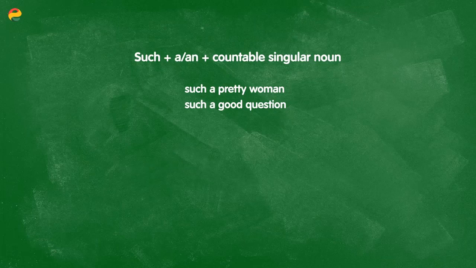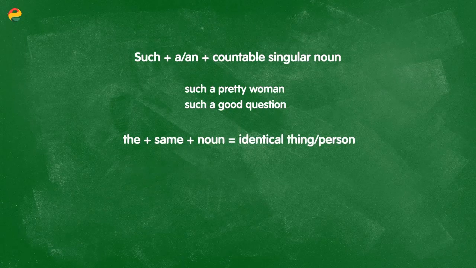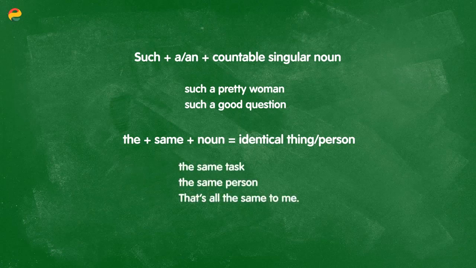Now, such is a demonstrative pronoun that indicates degree. For example, such a pretty woman, or such a good question. In this case, I'm saying that the woman is very pretty and that the question is very good. And we will always use such with singular, countable nouns, a woman, a question. Finally, same. The word same simply indicates that two words are identical. They match each other.